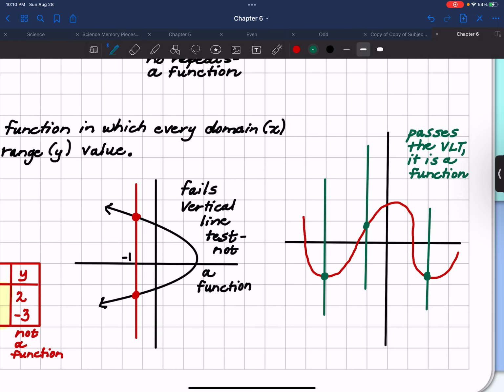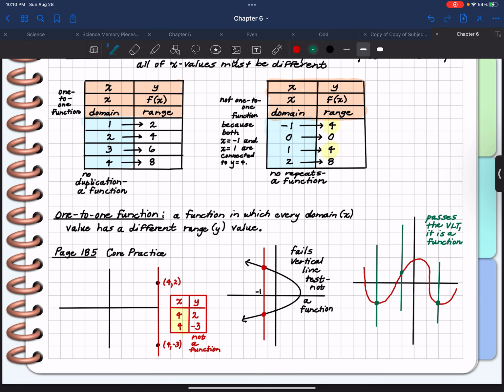So if they're asking you, yes or no, is it a function? Apply the vertical line test and see what you come up with.